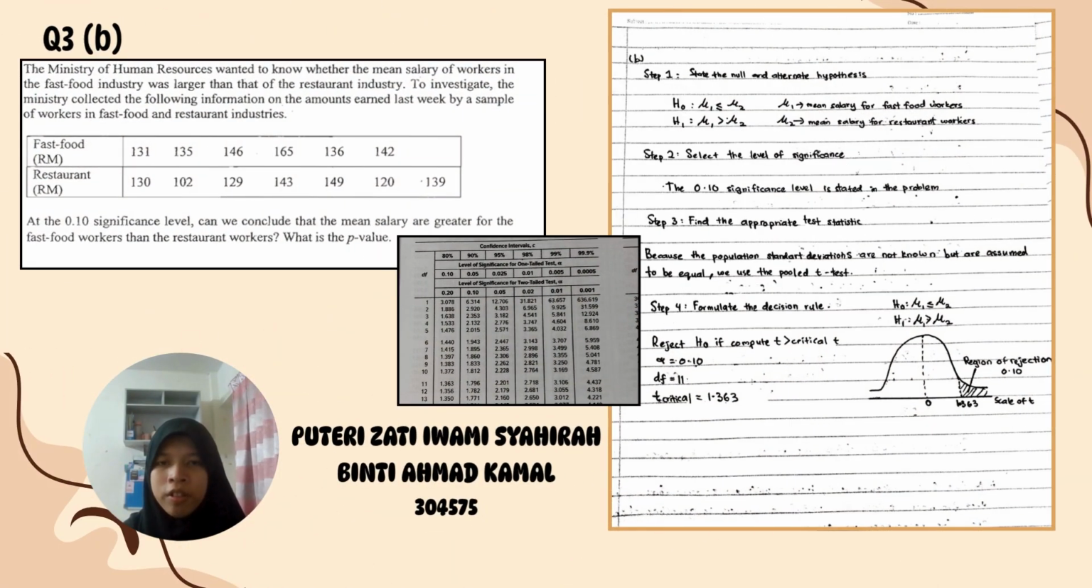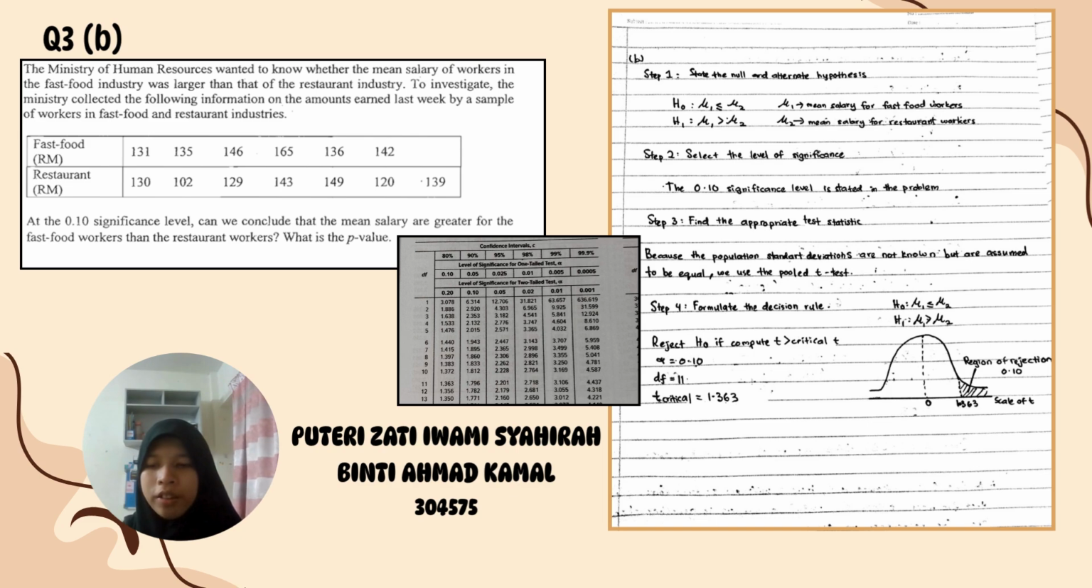Next is question 3b. The question asks, can we conclude the mean salary is greater for the fast food workers than the restaurant workers? The question also asks what is the p-value. So the first step is we state the null and alternate hypothesis. The H null is mu1, which is the mean salary for fast food workers, less than or equal to mu2, which is the mean salary for restaurant workers. The H1 is mu1 more than mu2.